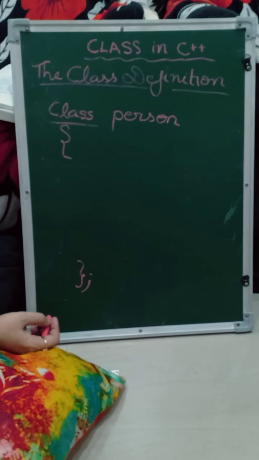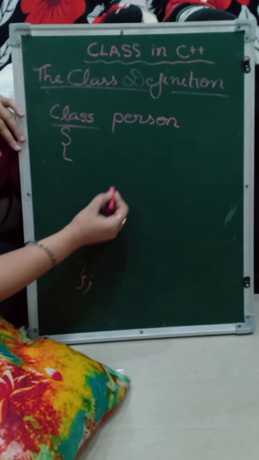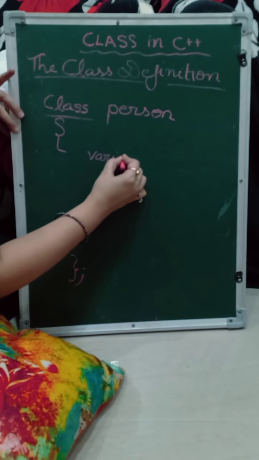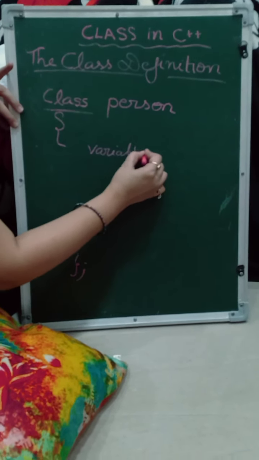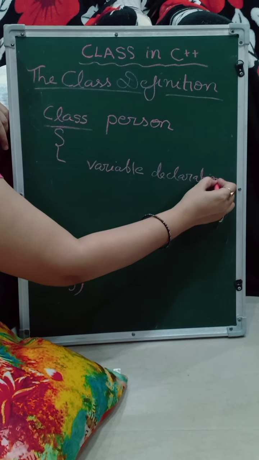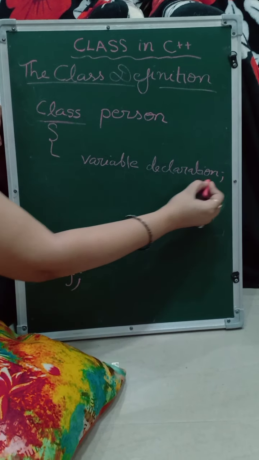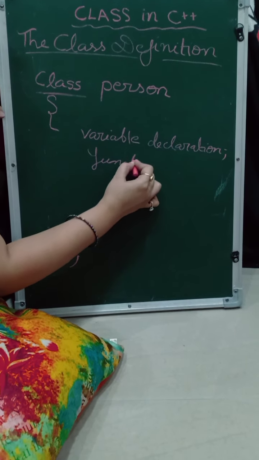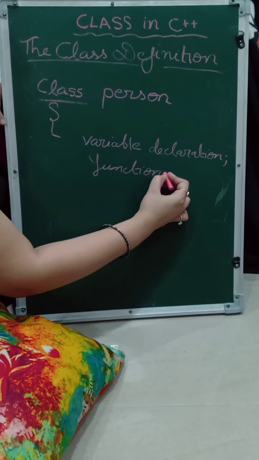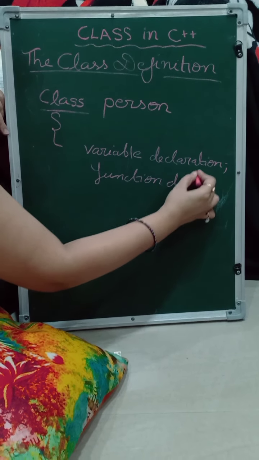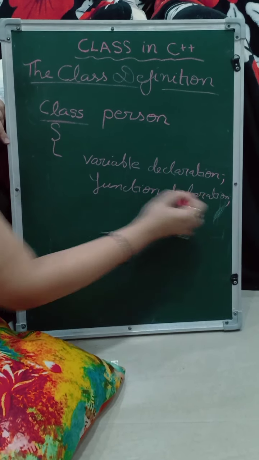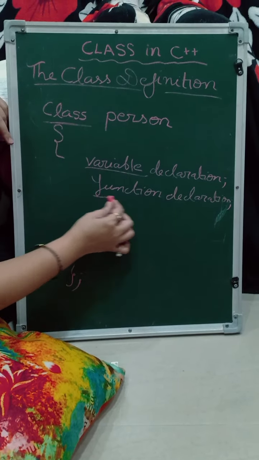And what is another step to create a class? You use some variables and functions. So here I am writing the variable declaration, okay, and use the semicolon. Now next is function declaration. As you already know what a function is, what a variable is.